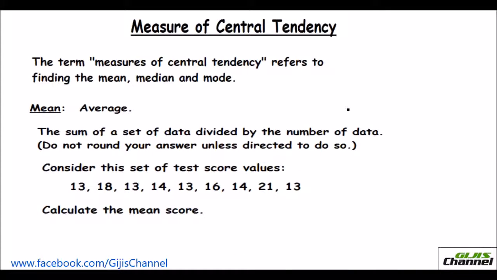So in today's session, we are going to learn about the measures of central tendency. When I say measures of central tendency, it means nothing but the mean, median and mode. Let us see how to work on it one by one.